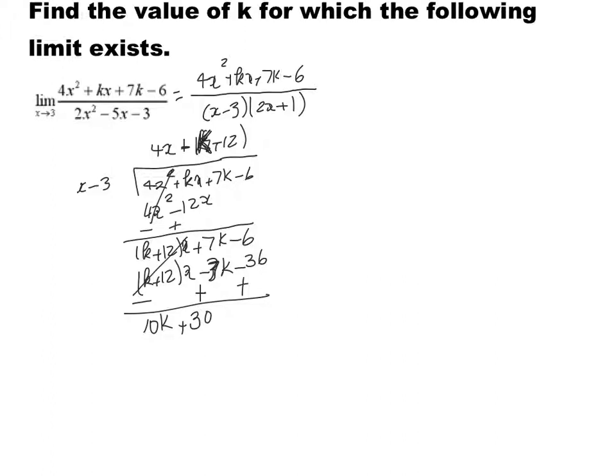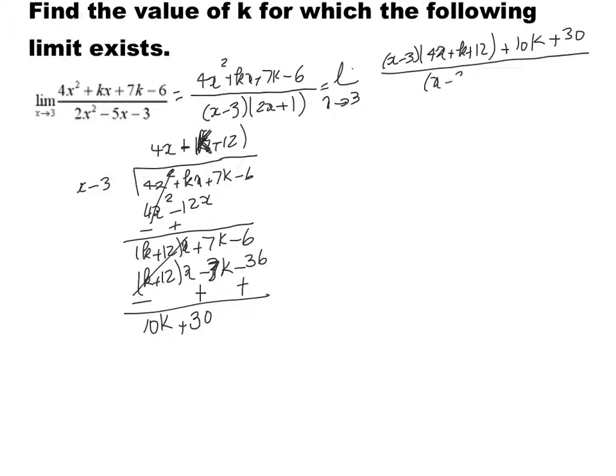So I can write this one as limit of x goes to 3 of 4x squared plus kx plus 7k minus 6 can be written as x minus 3 times 4x plus k plus 12, plus 10k plus 30, divided by x minus 3 times 2x plus 1.